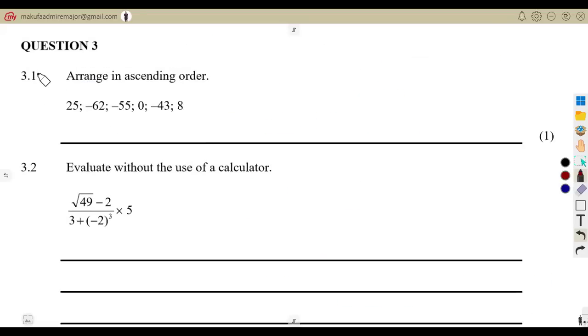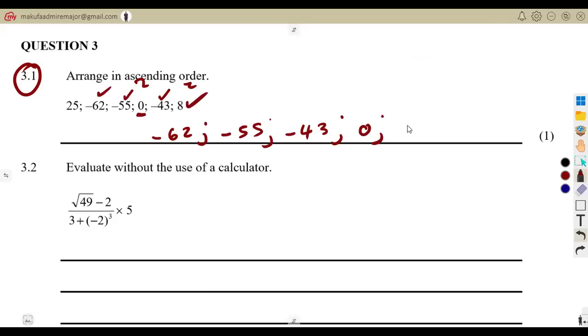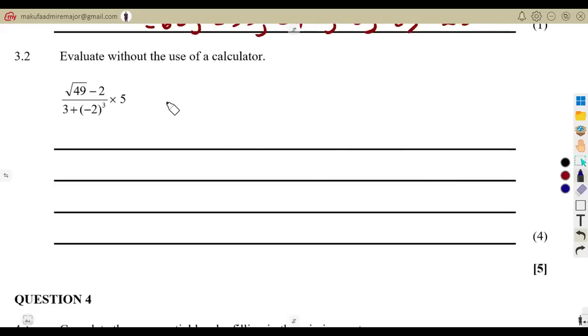On 3.1, which is question 3, arrange in ascending order, meaning to say we're going to start with the least value up to the bigger value. So the least, with negative, that's negative 62 there, followed by negative 43, all right? The positive, the smaller, is 8, followed by 25, like that. So this is the smallest value going to the biggest in ascending. The opposite, if they say descending, you start with the biggest going to the least value. Evaluate without the use of a calculator, meaning to say we just need to simplify.